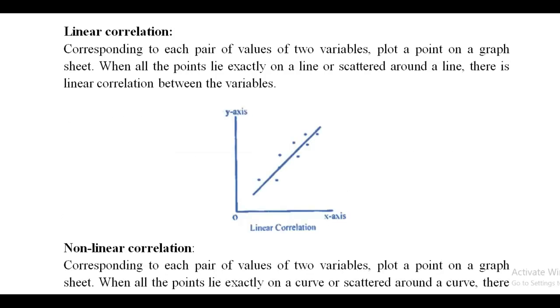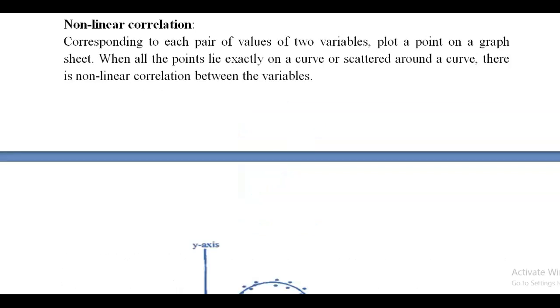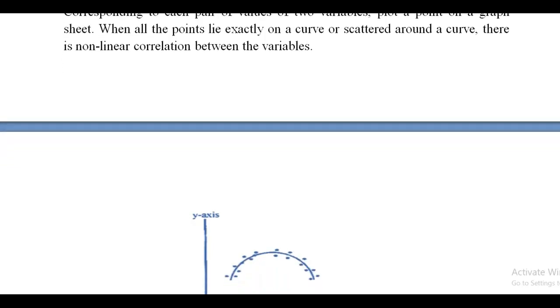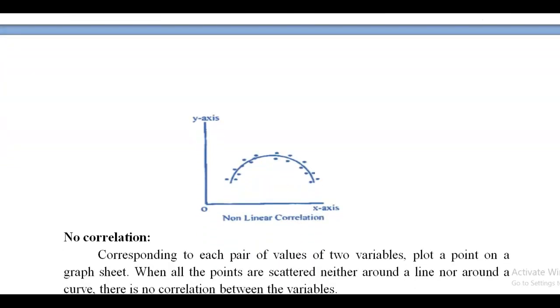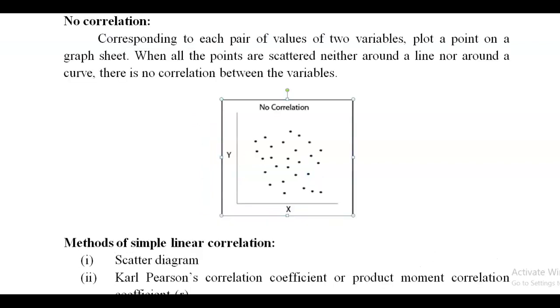Okay, linear correlation. So the given values we are plotting on a graph sheet. All the points lie exactly on a straight line like this, or the points are scattered around the line, then we can define it as linear correlation, right? Next one, nonlinear correlation. Again, in this case also we are plotting all the values on a graph sheet. All the points lie exactly on a curve. If the points plotted form a curve, or the points are around the curve, then we can call it nonlinear correlation.